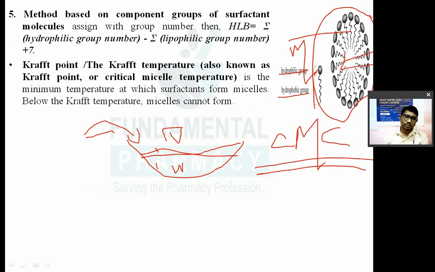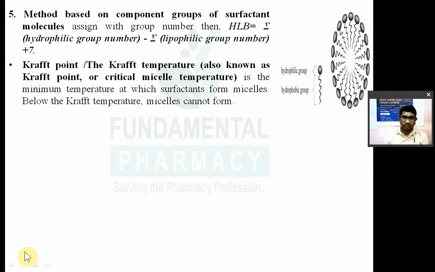What is meant by Kraft point? इसके ऊपर भी क्वेश्चन आ चुका है. Kraft point is also known as the Kraft temperature or the critical micellar temperature. It is nothing but the minimum temperature at which surfactant will form micelle.